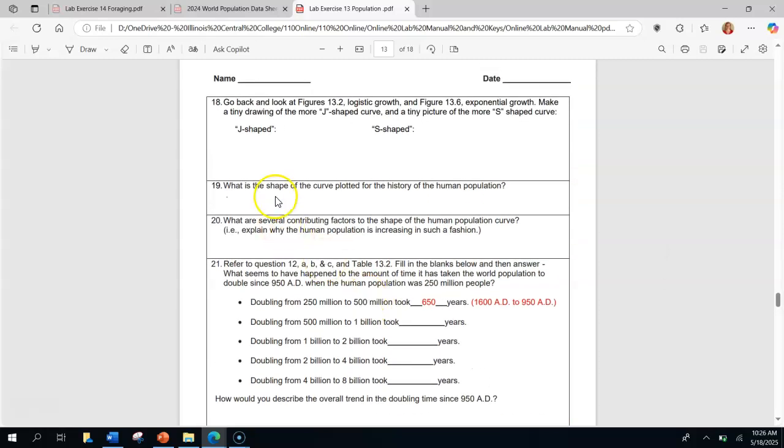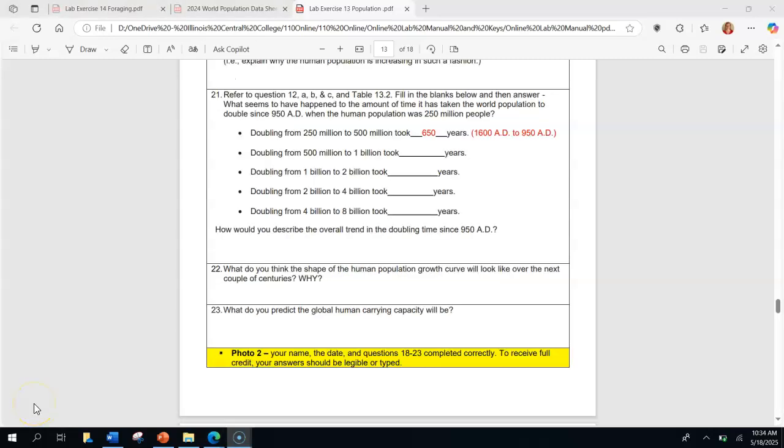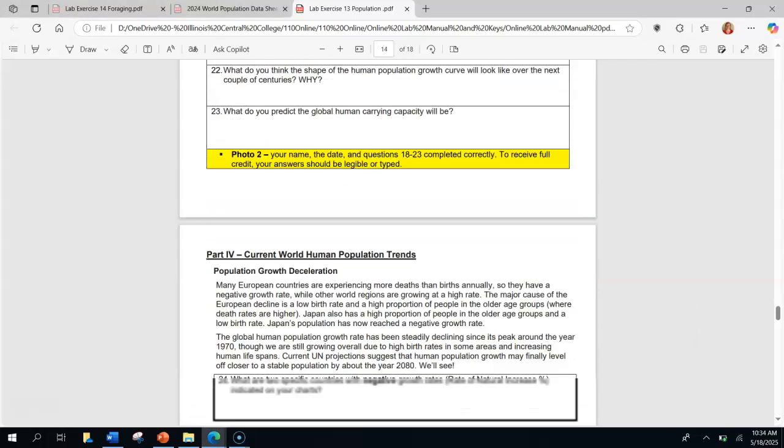You're going to answer questions 18, 19, 20. And then when you get to 21, that's referring to that table I just showed you. It says doubled from 250 million to 500 million. So you're going to look to see where that number went. And that was from 1600 AD to 950 AD. So that's how many years? You're going to take 1600 minus 950, and then I'll give you a number. I kind of showed you some of those. So you're going to put the years over here and then subtract to figure out how many years. And then you're going to answer questions 20, 22, 23, and that is going to be your photo 2.